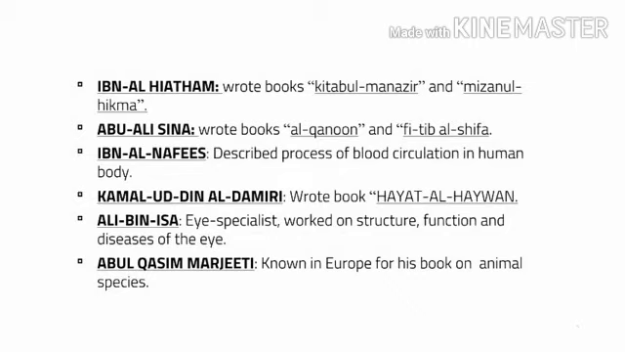Abul Qasim Majriti, also a Muslim scientist, wrote a book on animal species. He is especially known in Europe for his book on animal species.